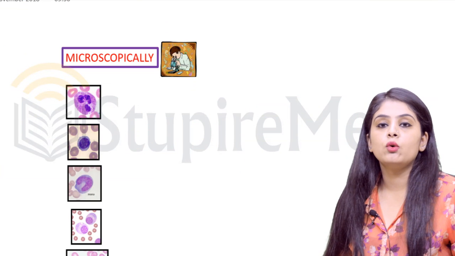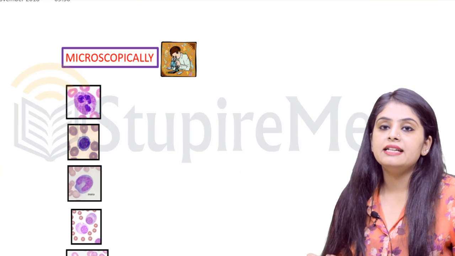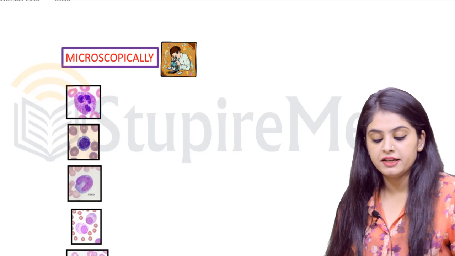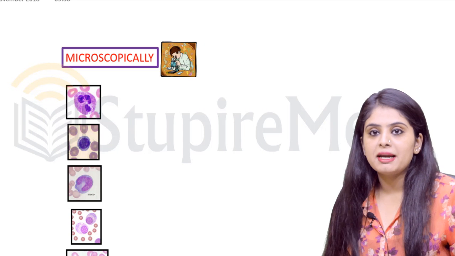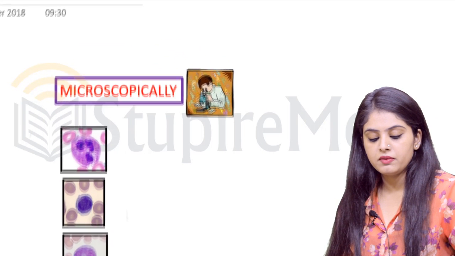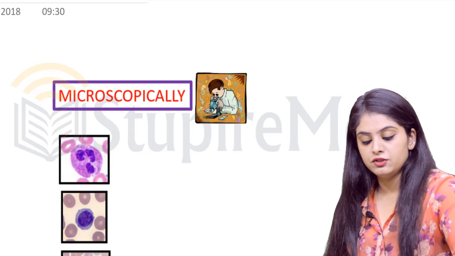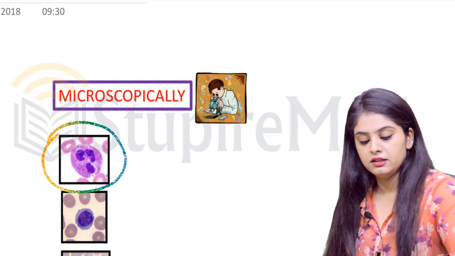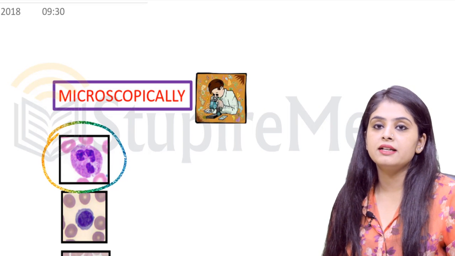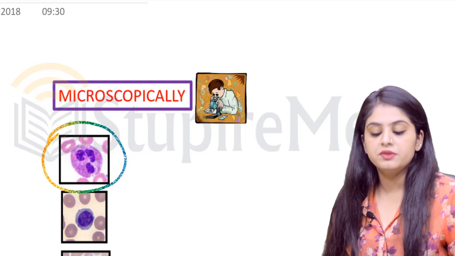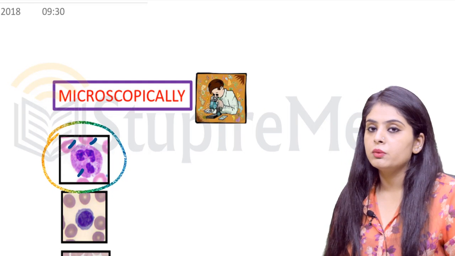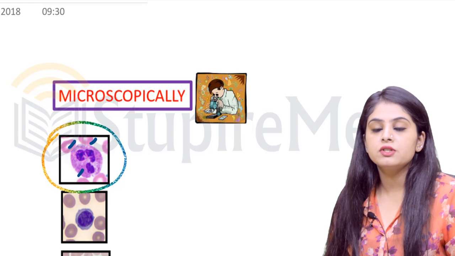Very important. Microscopically, how do we identify? We just made certain schematic diagrams. We just need to fit that in over here. The first cell that we have, just focus on this particular cell. If you can correlate with the schematic diagram, how many nuclear lobes is it showing? 1, 2, and 3. What was the cell that was showing nuclear lobation? It was a neutrophil.